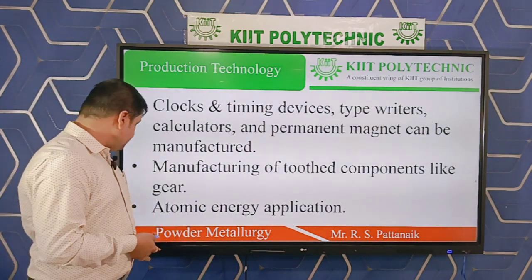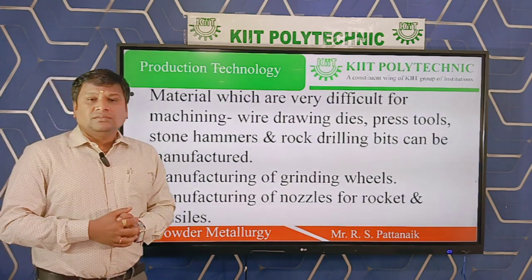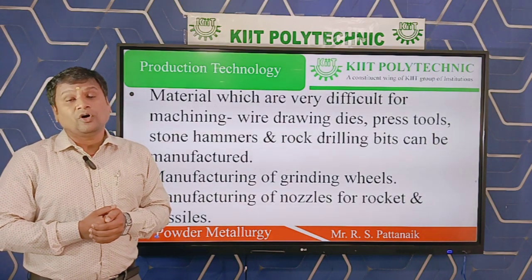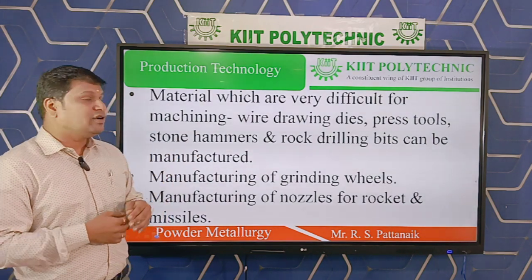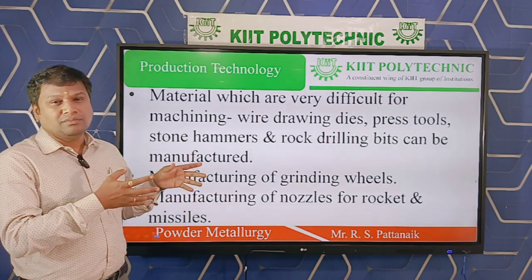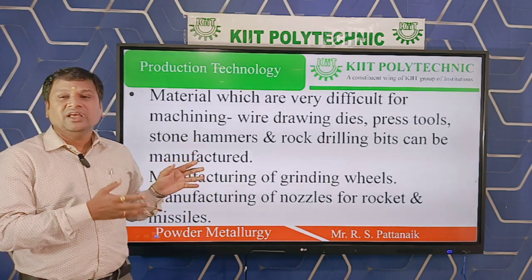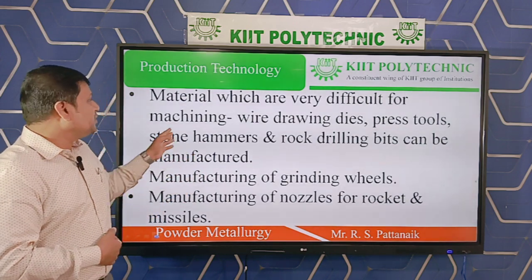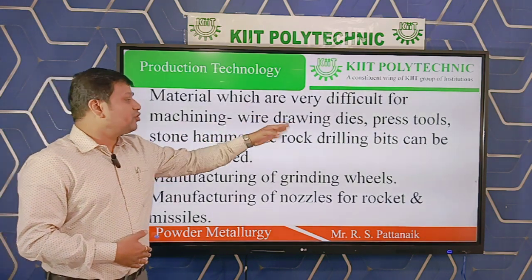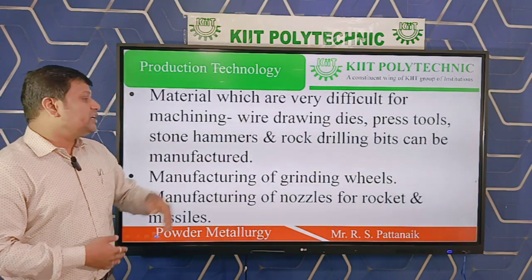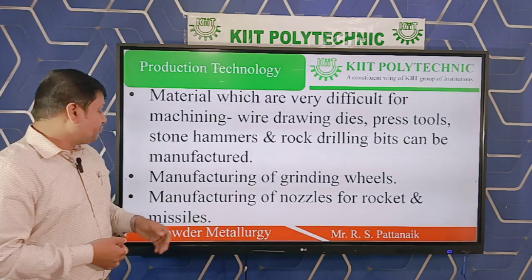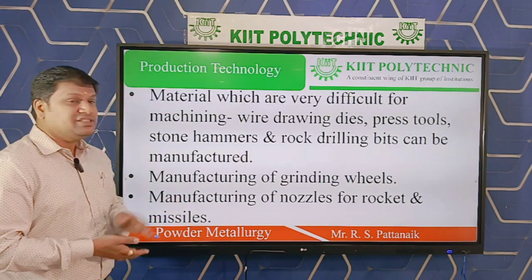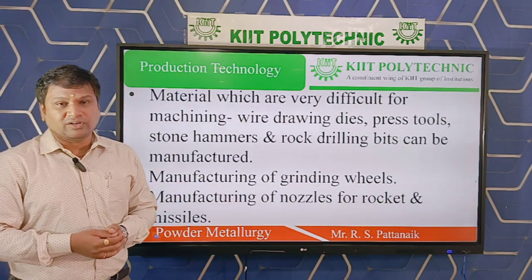Atomic energy applications. Materials which are very difficult to form or very difficult to machine are particularly made using this powder metallurgy technique, as I have already said. Wire drawing dies, press tools, stone hammers, and rock drilling bits can be manufactured. Next is the manufacturing of grinding wheels and nozzles for rockets and missiles. So these are the applications of the powder metallurgy technique.